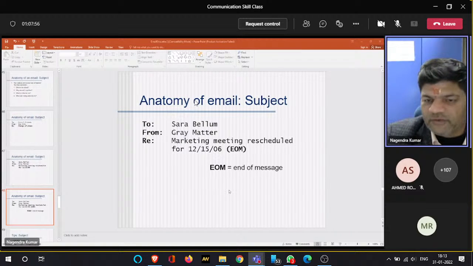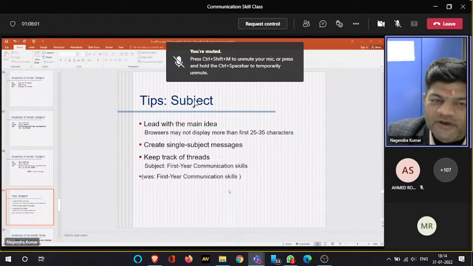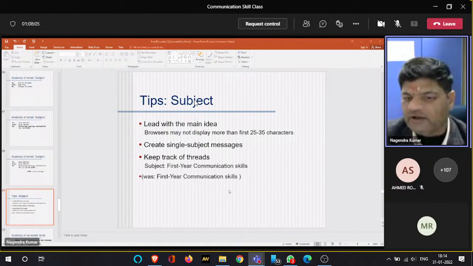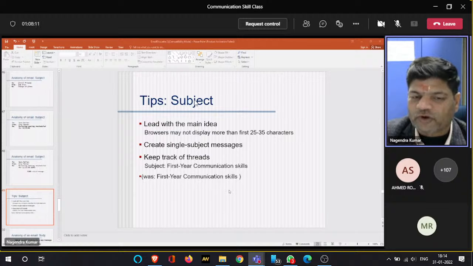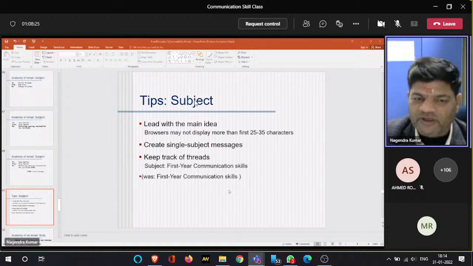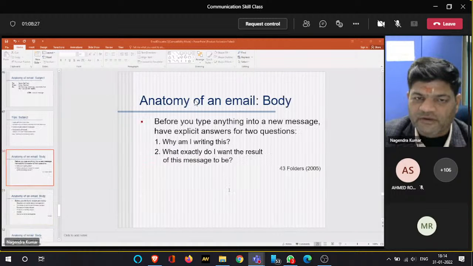Look at this as well. EOM, end of message. So lead with the main idea. Browsers may not display more than the first 25-35 characters. So create a single subject message. The message should not be too long. Keep track of threads, like first year communication skills. Keep track of it, and future communication will appear in this.